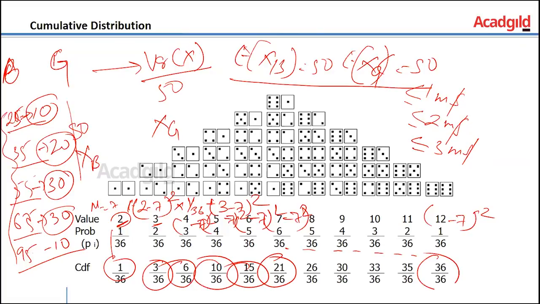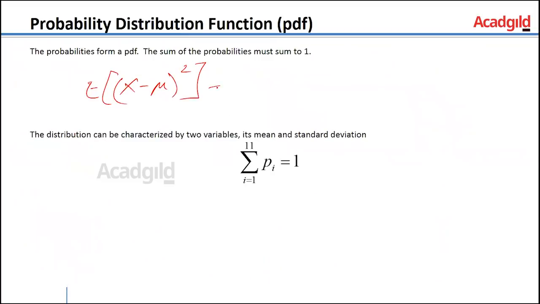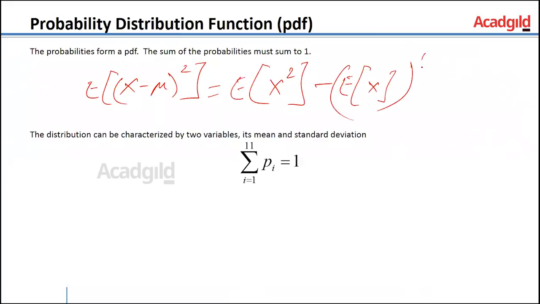But to make life simpler, if you do a little algebra, you'll see that the expected value of X minus mu the whole square is nothing but the expected value of X square minus the square of the expected value of X. I know the expected value of X is 7, so my second part becomes minus 7 square. And the expected value of X square is simpler now: 2 square into 1 by 36 plus 3 square into 2 by 36, dot dot dot, plus 12 square into 1 by 36.